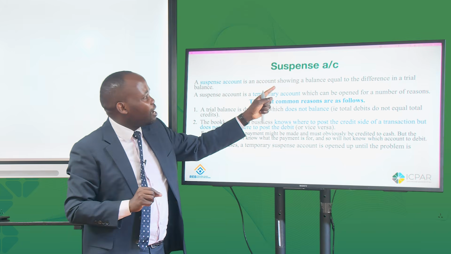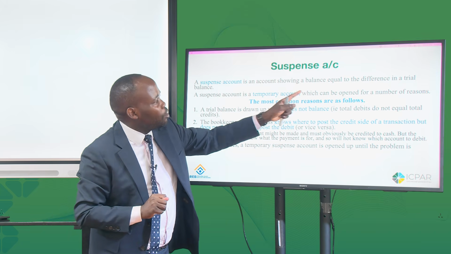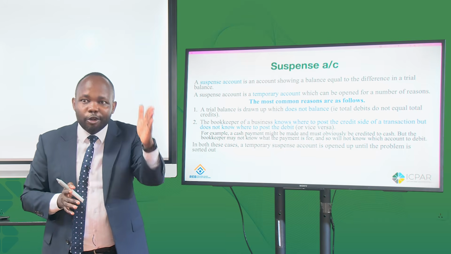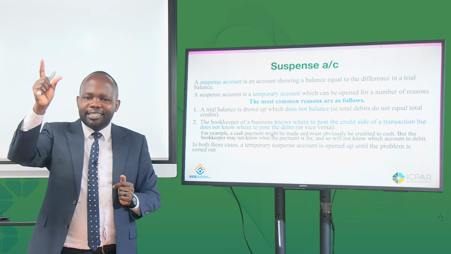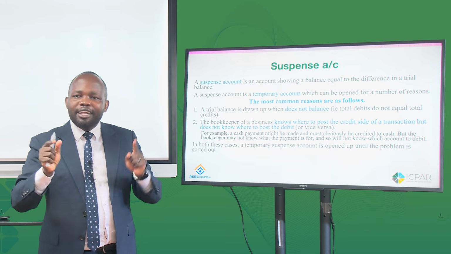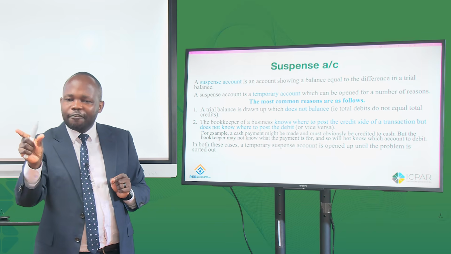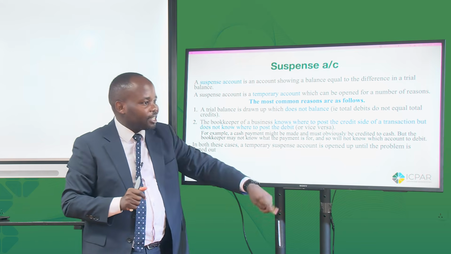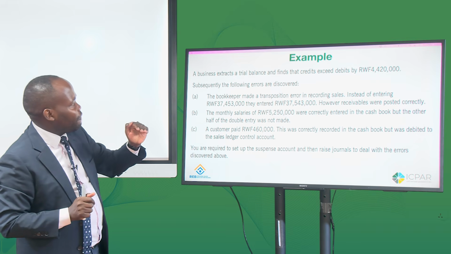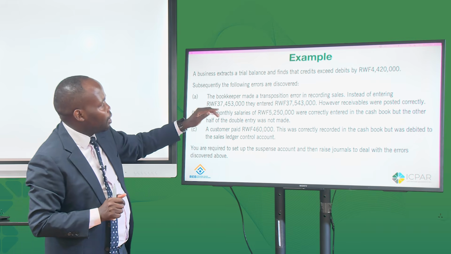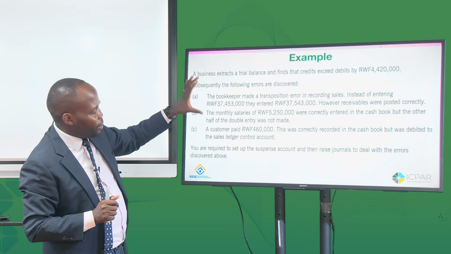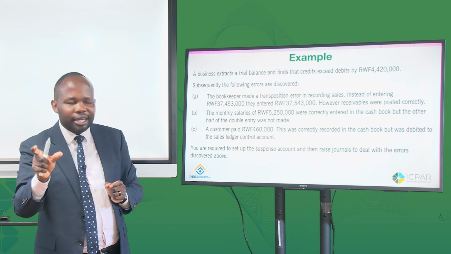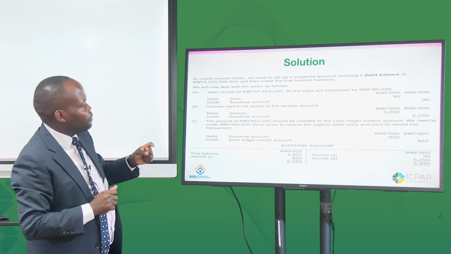A suspense account is an account showing a balance equal to the difference in the trial balance. For example, if the total on the trial balance was 1 million debit and the total on the credit side was 800,000, so debit is more than credit, there is a difference of 200,000. That 200,000, we create for it an account called a suspense account. In a future unit, we'll look at this example, how to correct that, how to prepare a suspense account. Where the balance is where you post the suspense account.